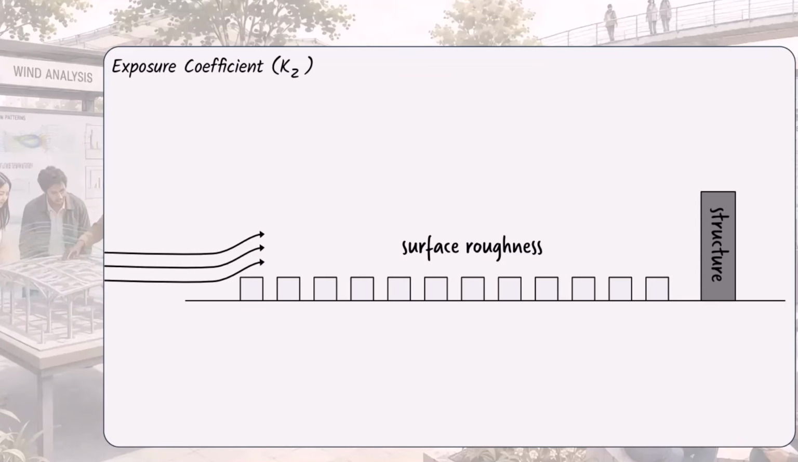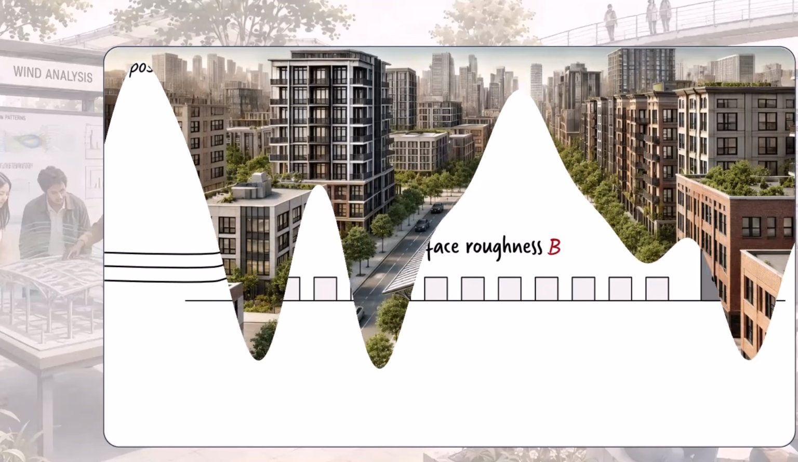ASCE 7-22 provides three surface roughness categories: B, C, and D. Let's go through each one. Surface roughness category B includes urban and suburban areas with numerous closely spaced obstructions, such as buildings, trees, and other structures. The terrain is generally rough, disrupting wind flow and reducing wind speeds at ground level.